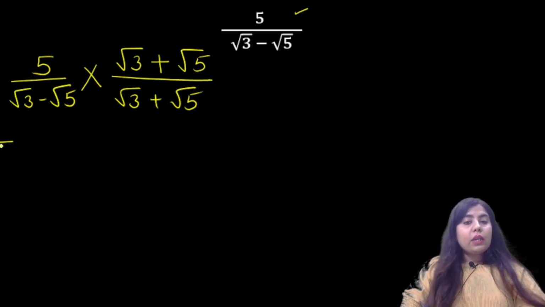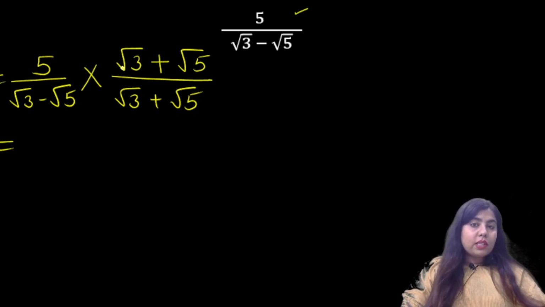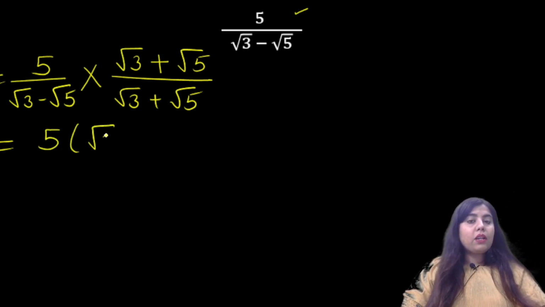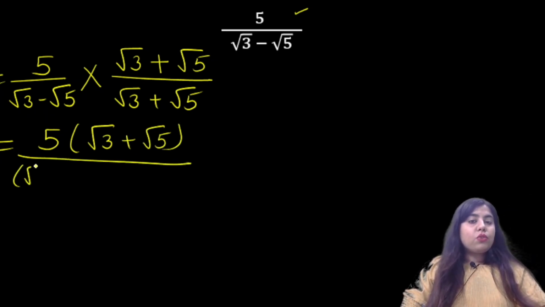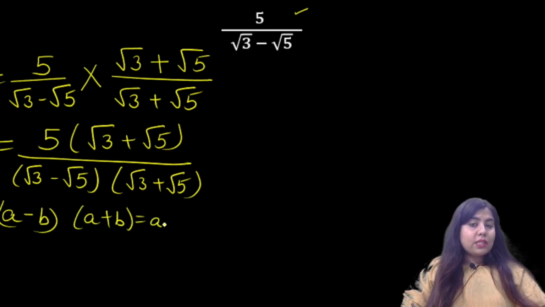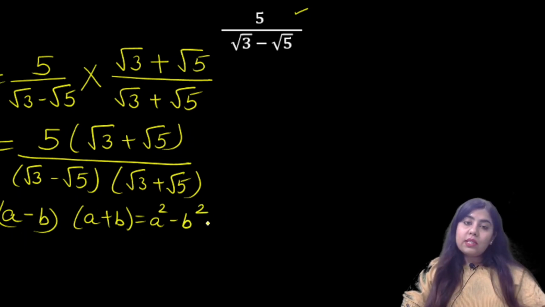Now see, it is also equal to this, because this is the equivalent fraction, the equivalent expression we are making, right? Now in this we have to multiply the numerator by numerator, so it will become 5 bracket start root 3 plus root 5, divided by root 3 minus root 5 into root 3 plus root 5, right? Now we know an identity that a minus b into a plus b equals a square minus b square. We all know this, right?